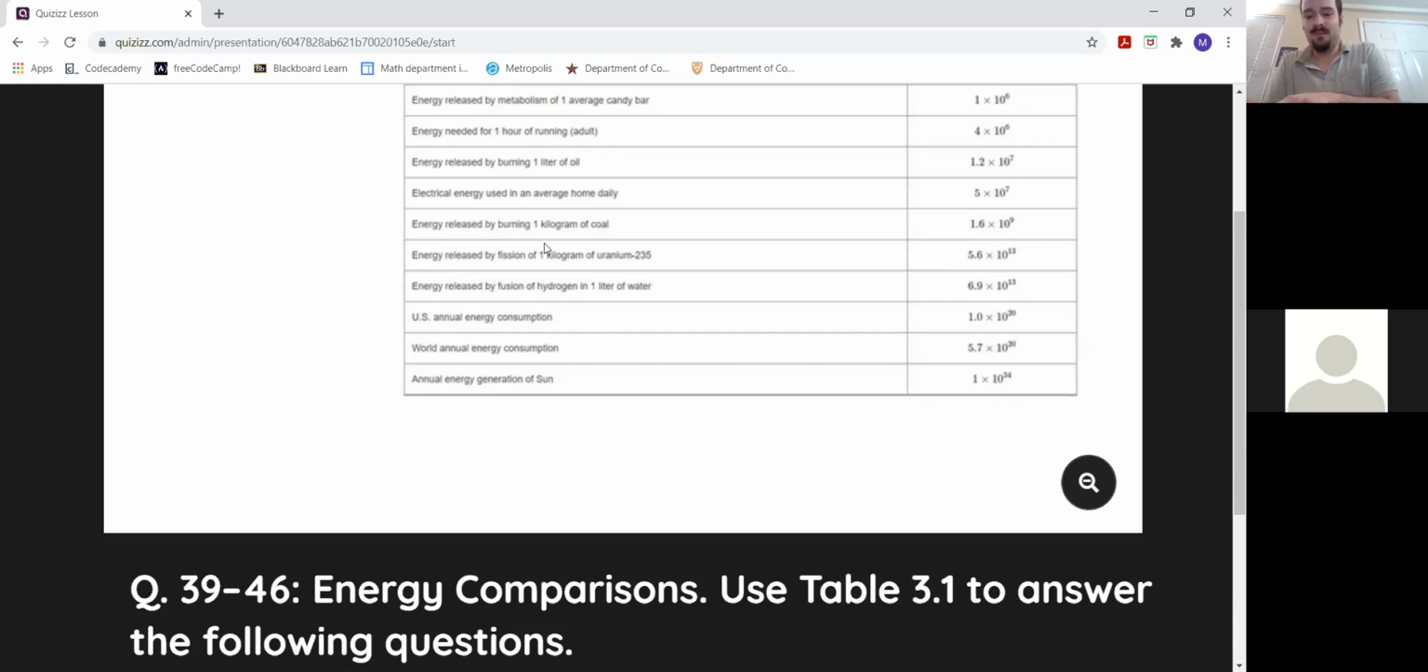Energy needed from one house daily is 5 times 10 to the 7th.